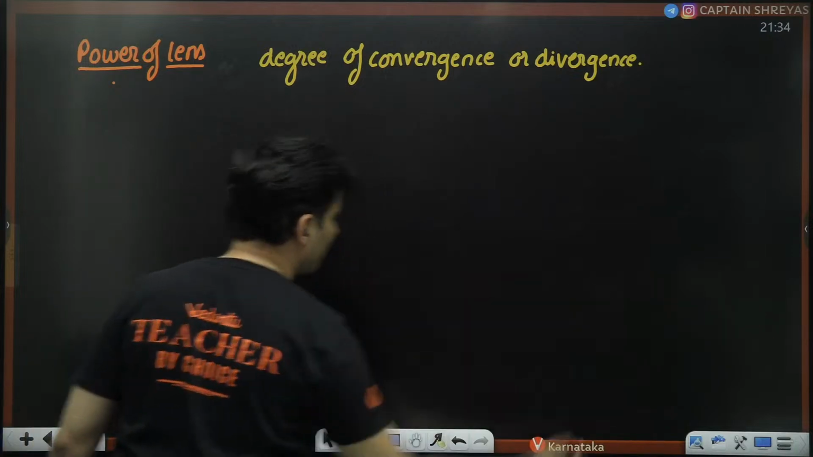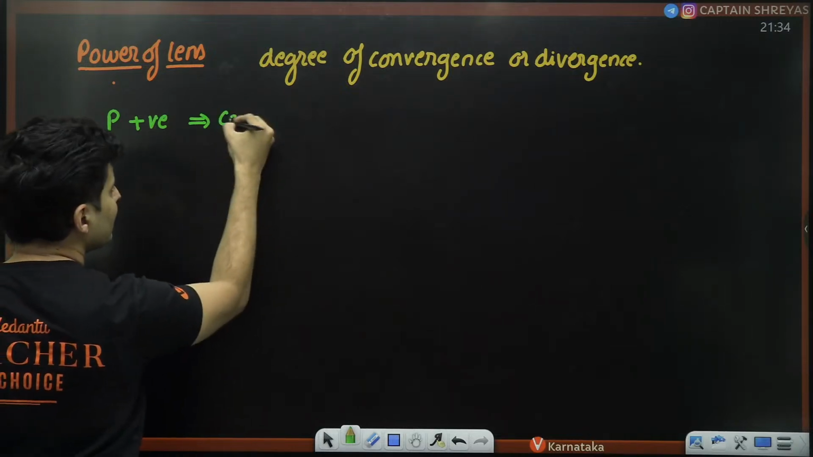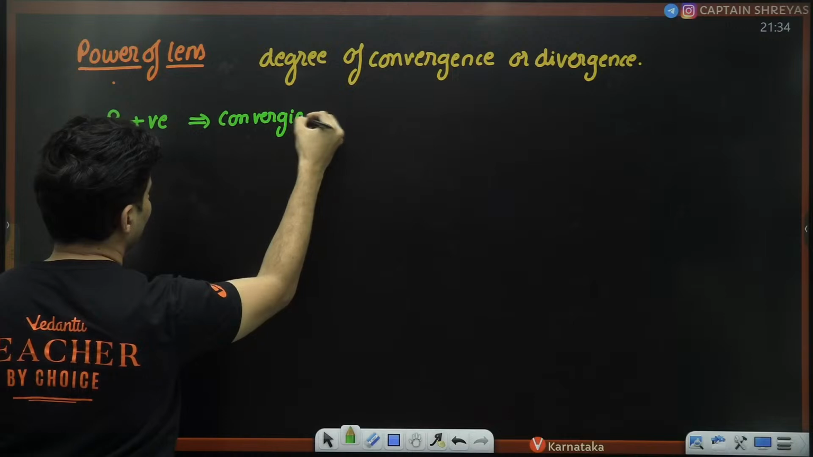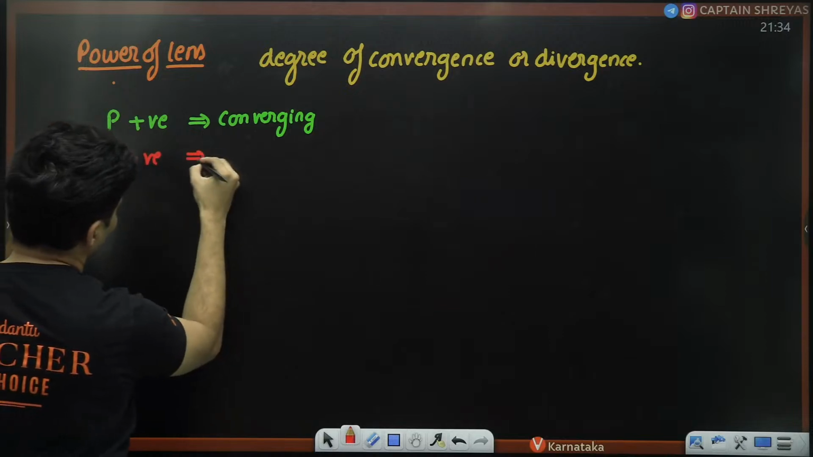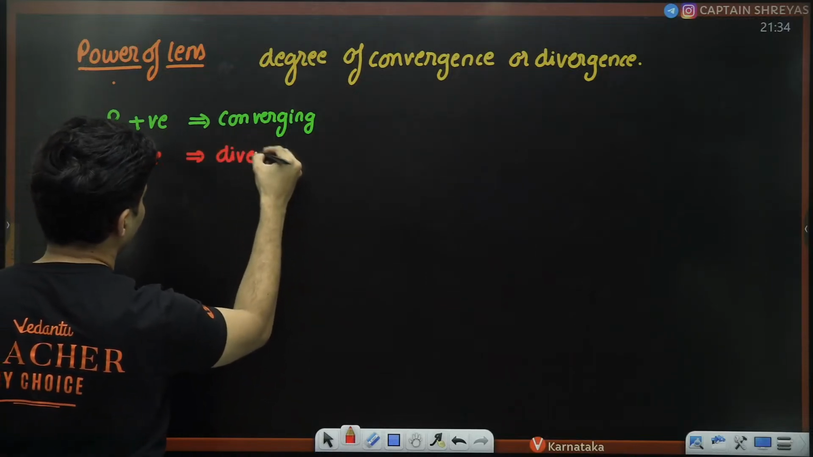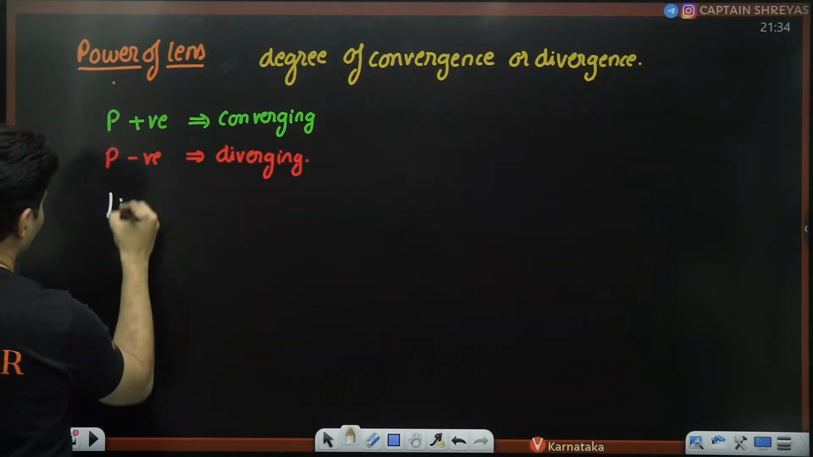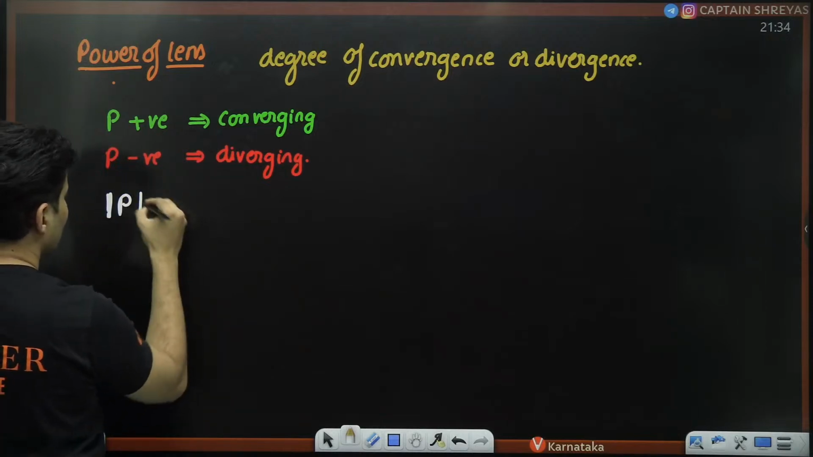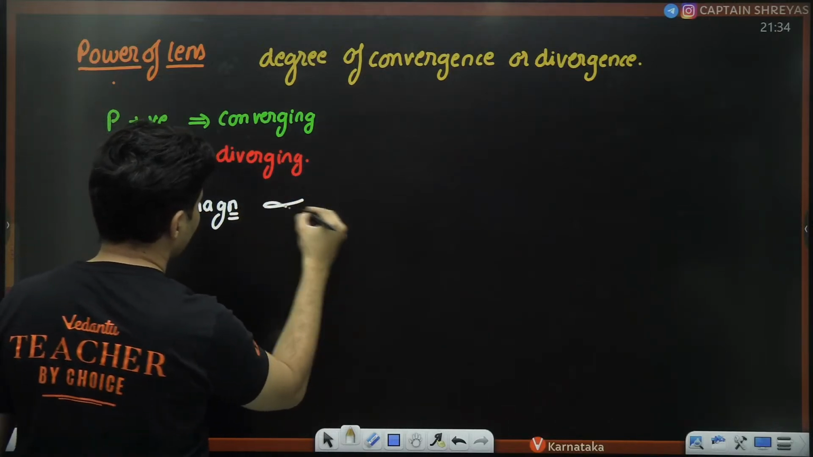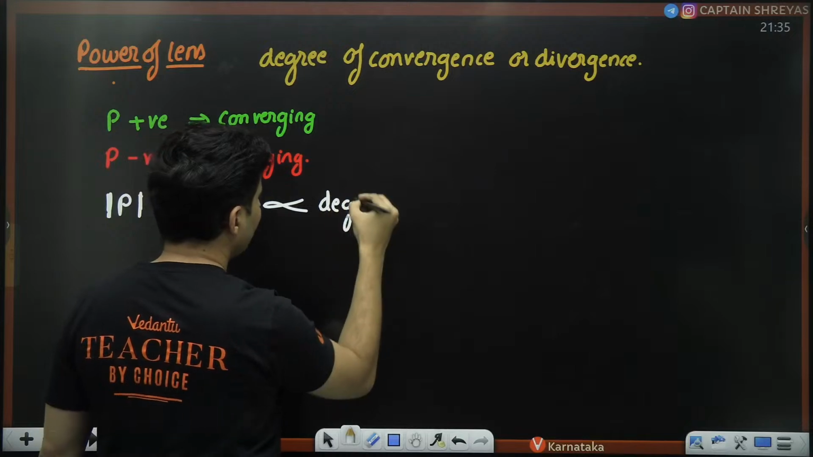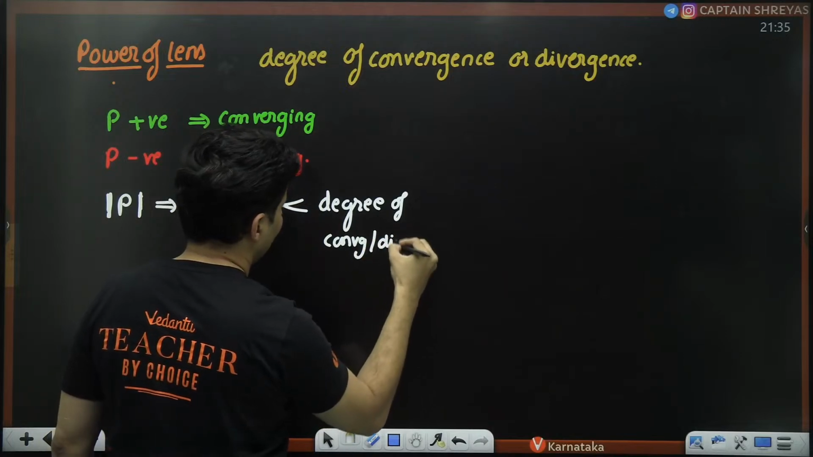And the sign convention goes as follows. If the power is positive, that means it is a converging kind of lens. And if the power is negative, then it is a diverging kind of lens. Also, the magnitude of the power is directly proportional to the degree of convergence or divergence.